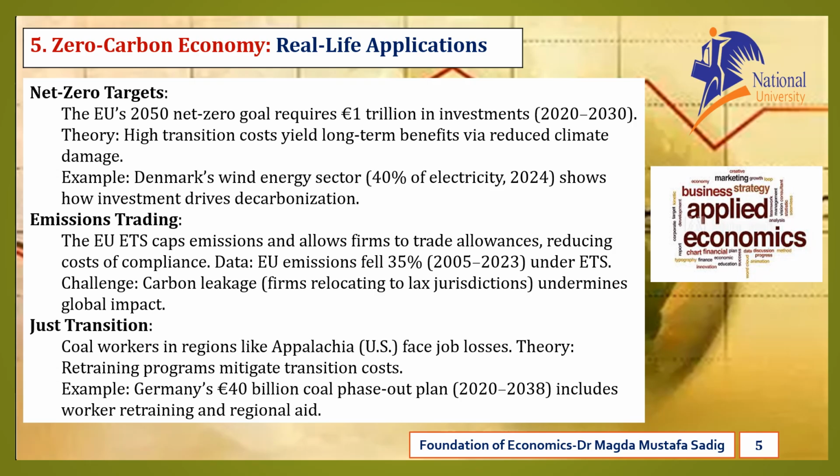Emissions trading. The EU emissions trading system sets a limit on total carbon emissions for industries. Companies get or buy allowances to emit a certain amount of carbon. If they emit less, they can sell extra allowances. If they emit more, they need to buy more. This makes cutting emissions cheaper and encourages cleaner practices.